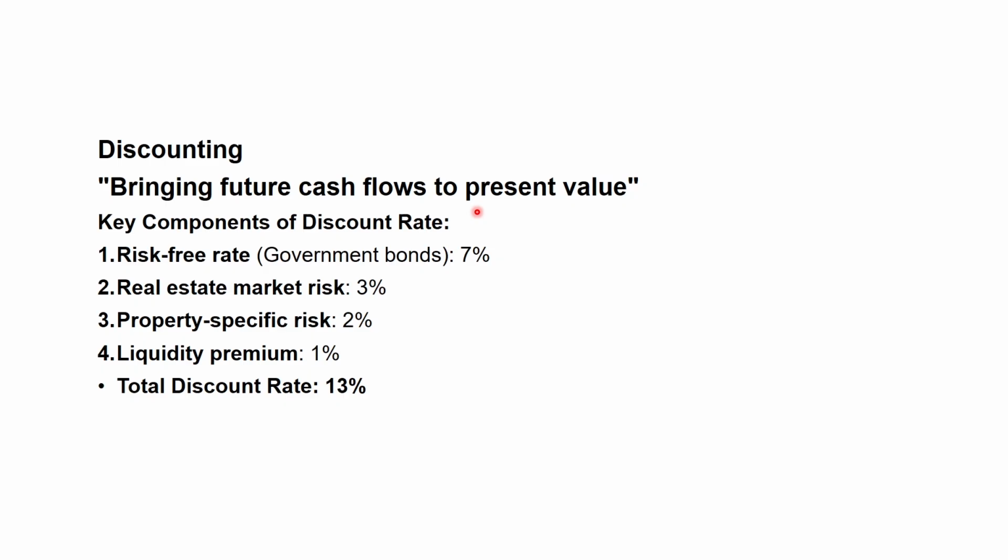Then third, property specific risk of 2% for factors like location, tenant quality and property condition. Finally, a liquidity premium of 1%, because real estate is less liquid than stocks or bonds. So, this gives us a total discount rate of 13%. However, this rate should be adjusted based on specific circumstances. Prime Mumbai properties might warrant 10 to 11%, while development projects in tier 2 cities might require 15 to 18%. The key is being realistic about the risk and ensuring your discount rate reflects actual market conditions, right.